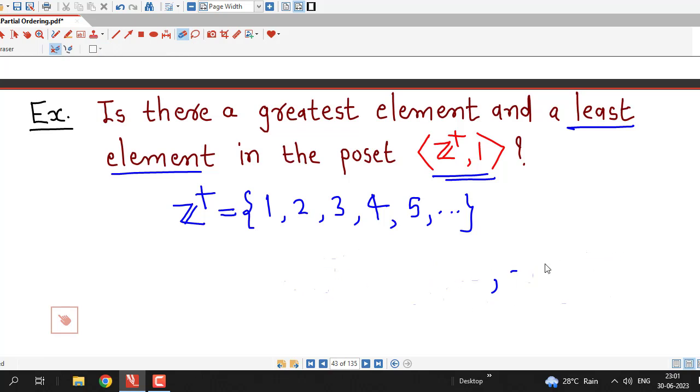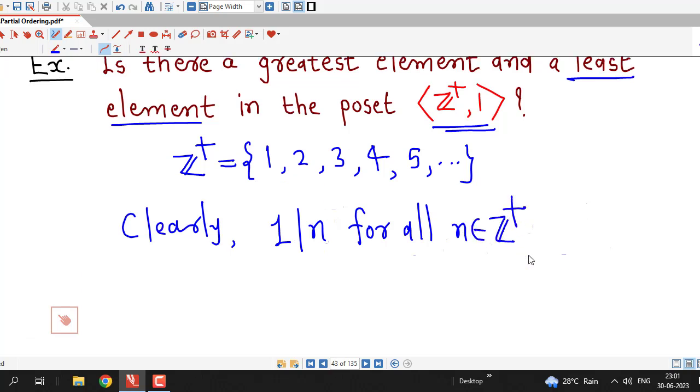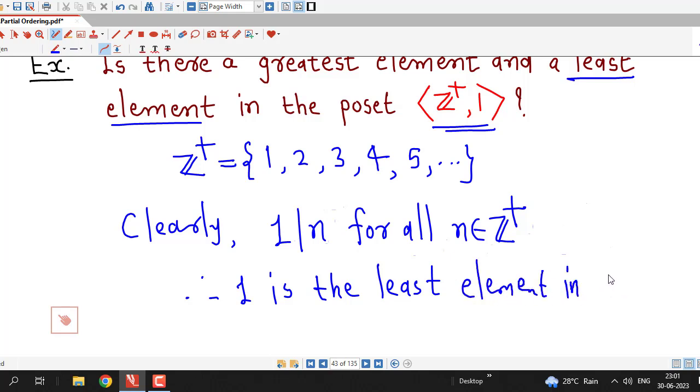So let me write for the least element first, that clearly 1 divides n. We use small n for positive integers, for all n in the set of integers. Therefore this 1 is the least element in the given poset, the least element in this partially ordered set Z plus under the divisibility relation.